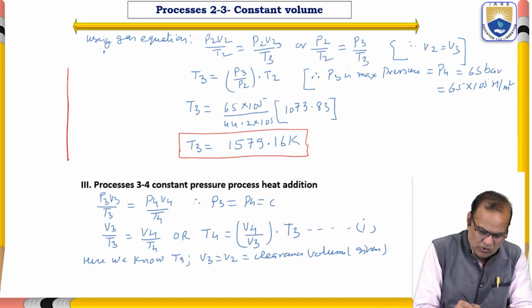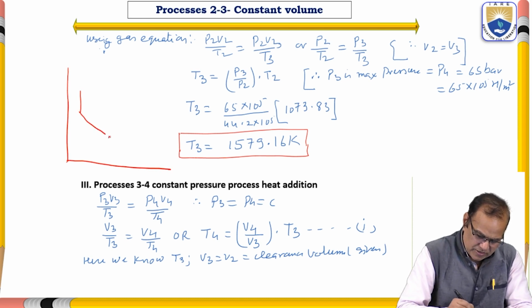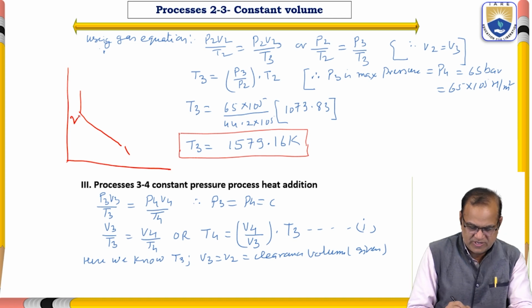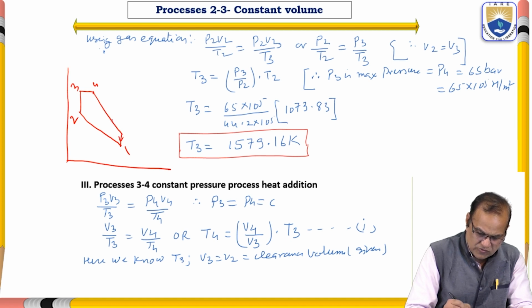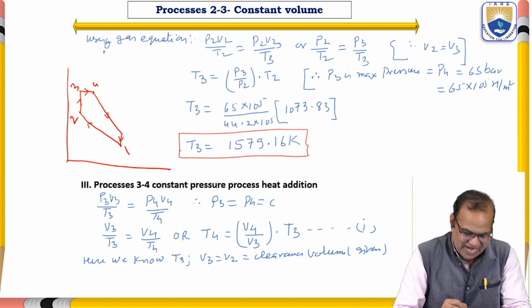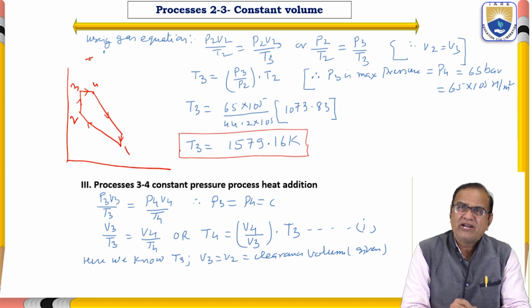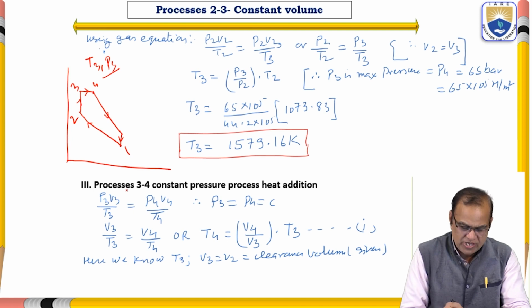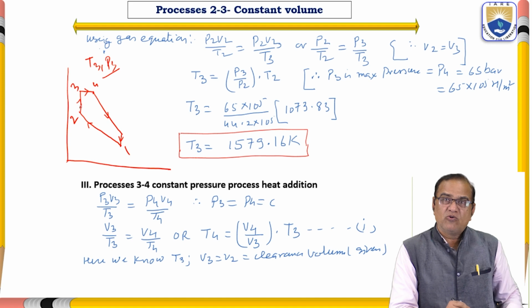I will just draw here. What is the meaning of this? This is the 1 and 2. Then this is the 3 and this is the 4. And from here this is the 5. So we have seen that 1 and 2 we got, point 2 we have got. Now we have to find out T3 and P3. This point we have to see. So how? For this we have to use the process 2-3, and it is a constant volume process.